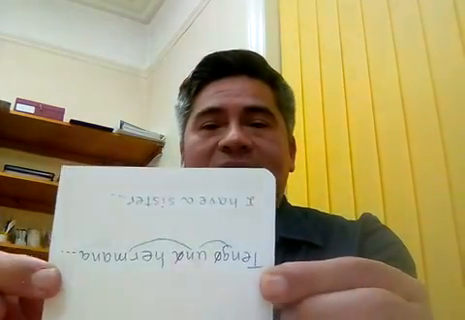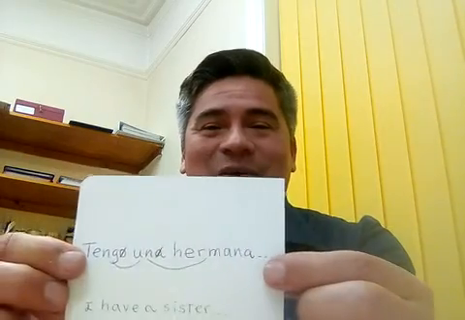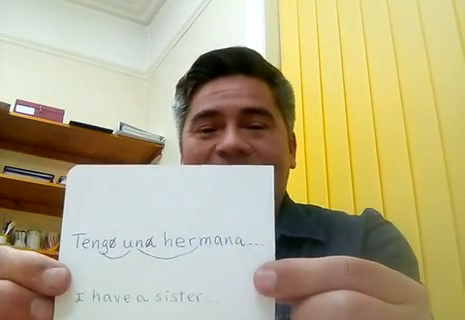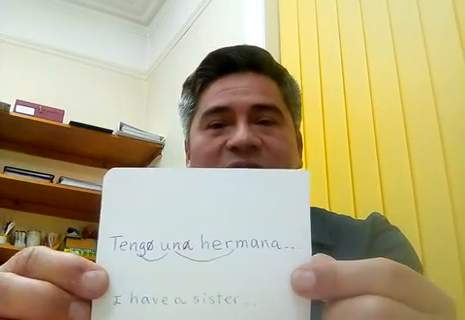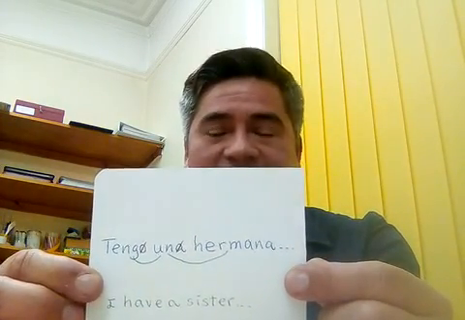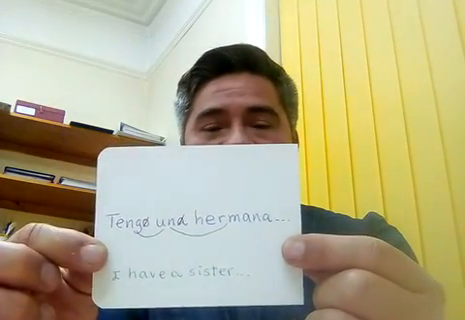So what's happening here is, of course, that, oops, it's upside down, the other way around. Even though you would write tengo una hermana, if you're saying it quickly, you will actually say, I agree, tengo una hermana, I have a sister.